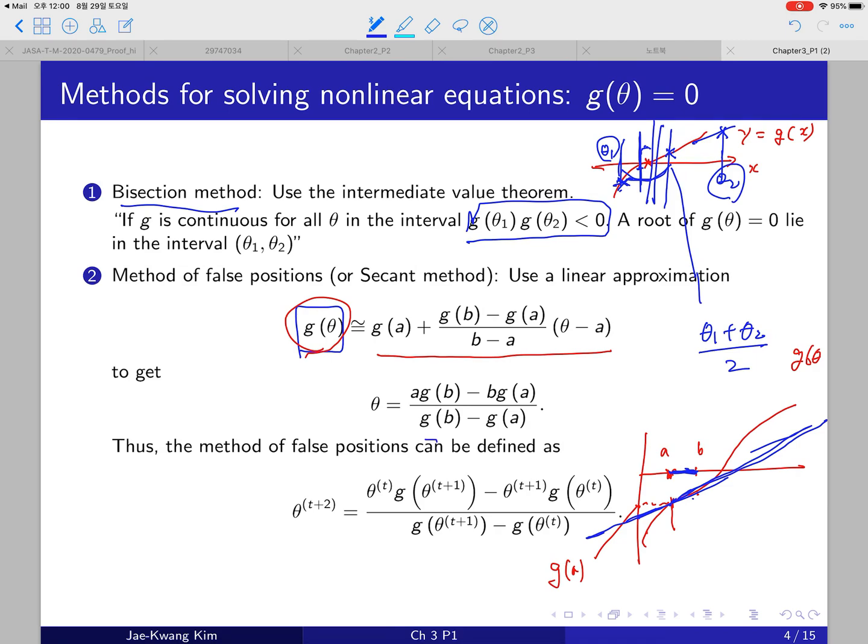So this is the slope, right? And then set this to 0 and solve, and that will give an update. So this is the updated value. A is the initial value, B is the next one, and then zeta is the next one. So something like that. That is the secant method.